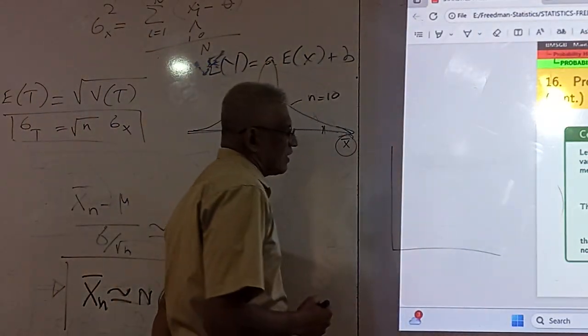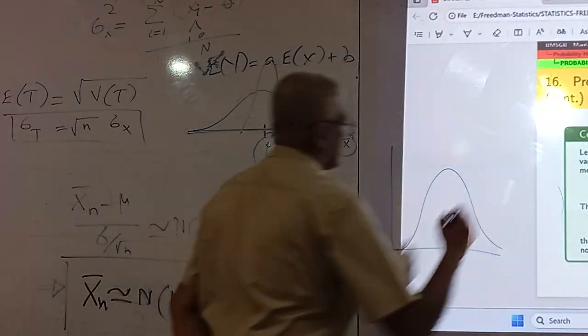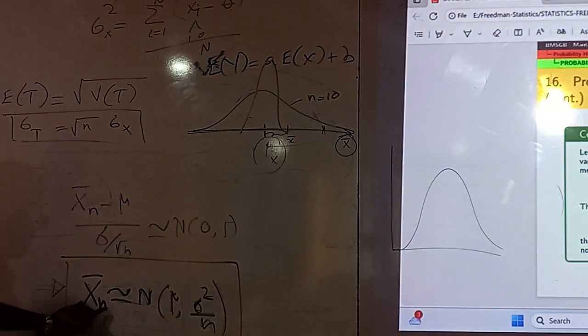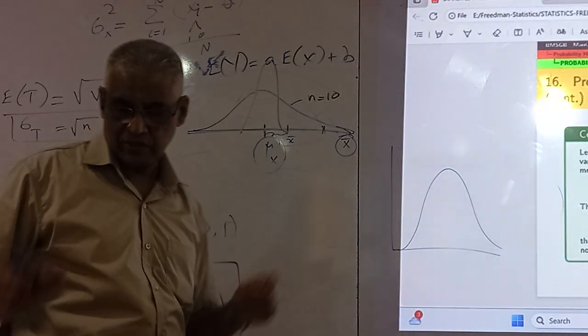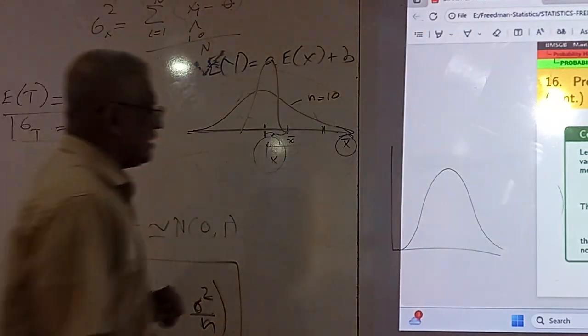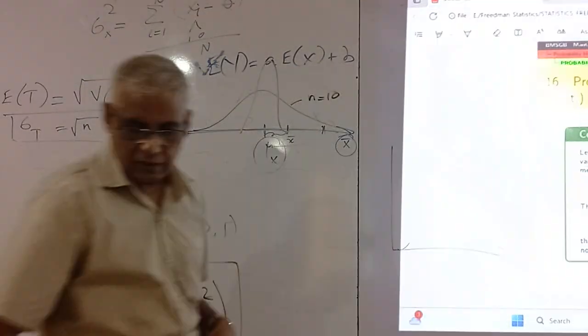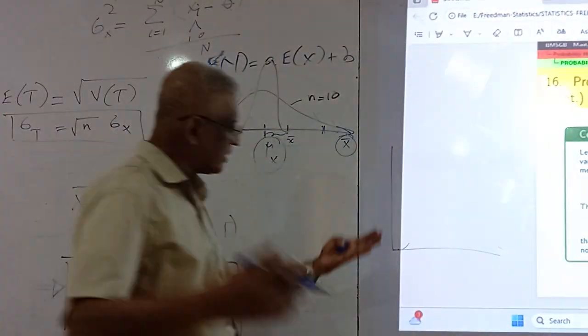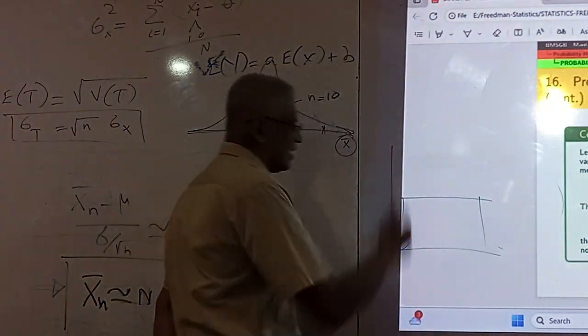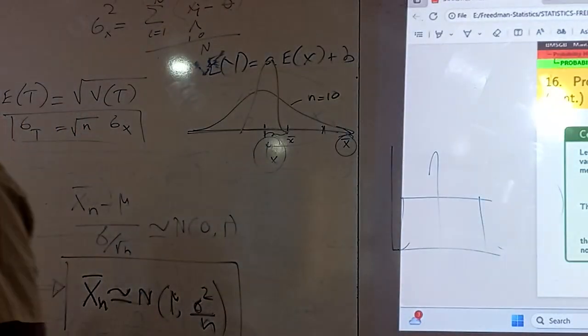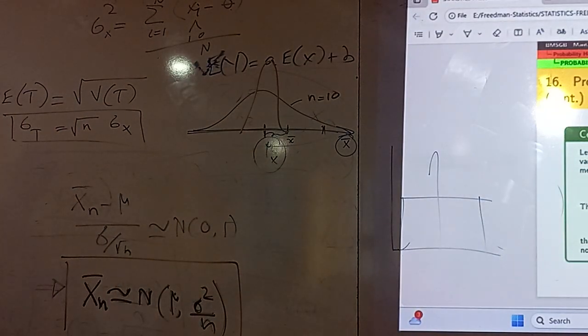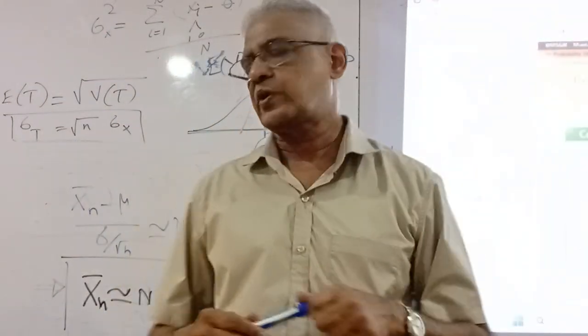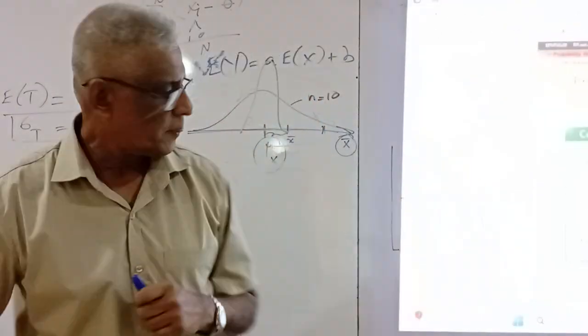As I was mentioning, if the original population was itself normal, then even n equal to 2 is enough. X bar is exactly normal in that case, so that is not an important case for us. But if the original distribution is symmetric, even if it is flat like this, then you don't need n to be that large for x bar to be normally distributed. In this case, n equal to 10 may be enough.